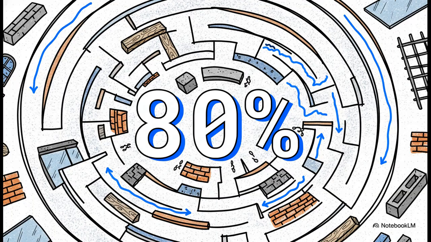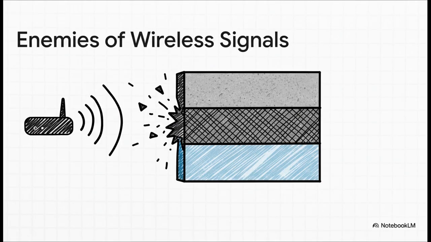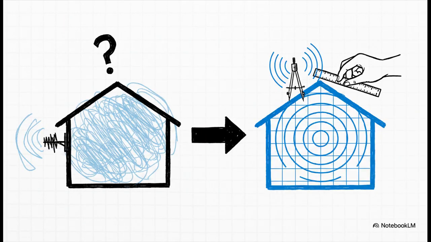building materials. And the very things we use to make our buildings strong and efficient, stuff like concrete, steel, even that fancy energy-saving glass, they are the sworn enemies of a good wireless signal. They literally block, absorb, and bounce around the radio waves we rely on. So you can see why just sticking an antenna on a wall and hoping for the best, well, it's just not going to cut it.